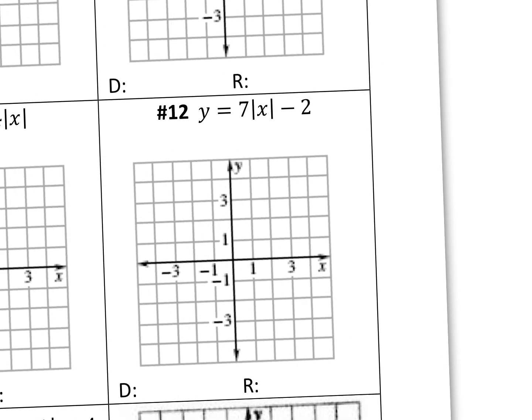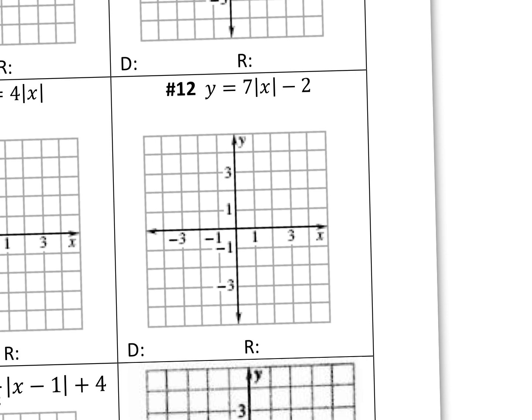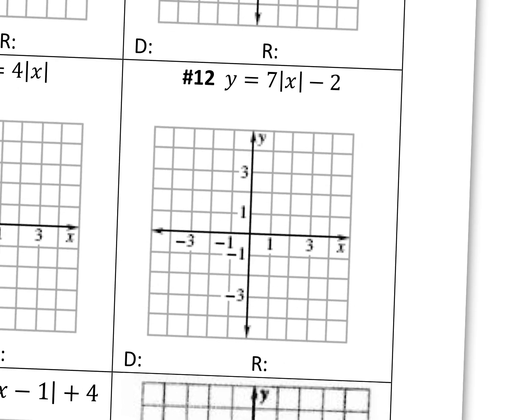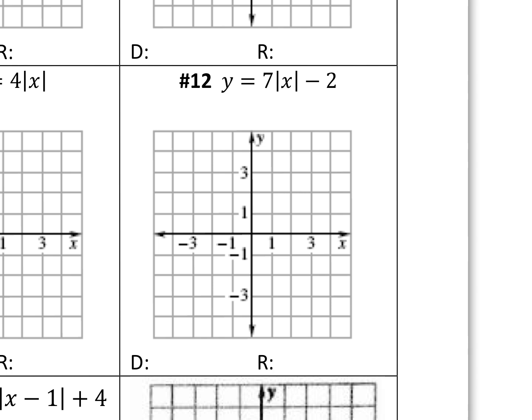Number 12. Is this going to be wide or narrow? It's going to be narrow as heck because I need to rise 7 and run 1 from the vertex. Let's start with the vertex. What is the vertex?